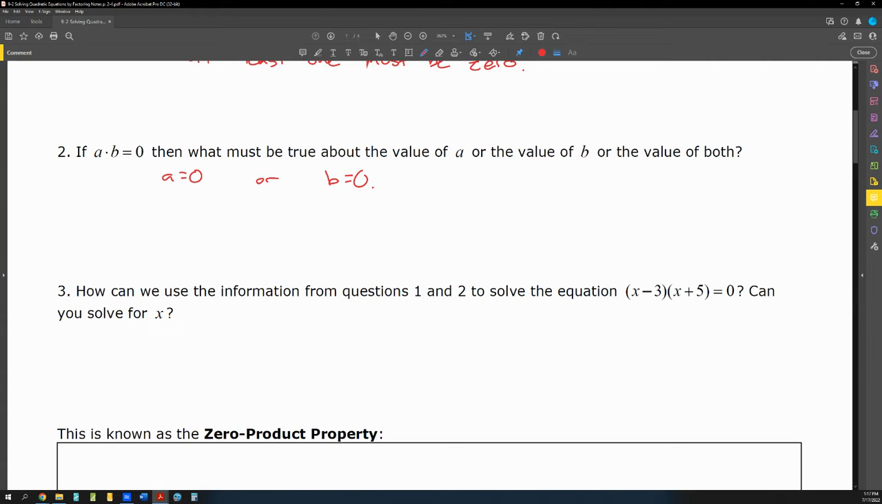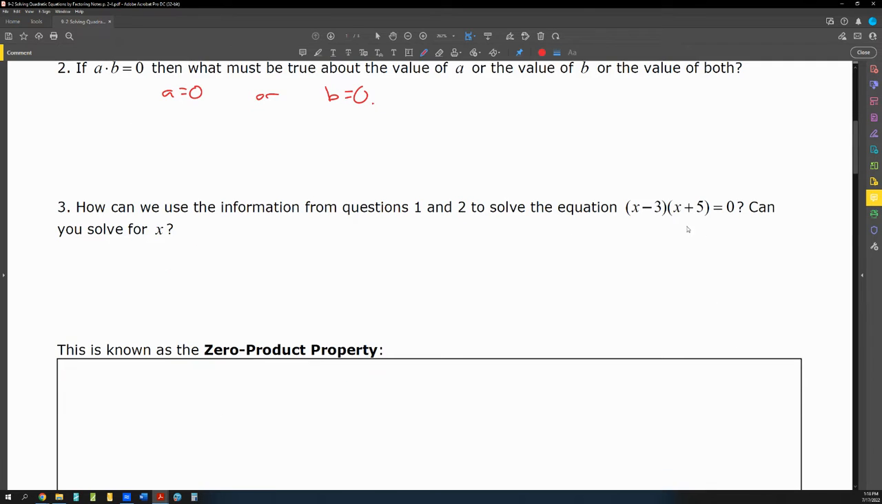Right? If A is equal to 0, well, then we have 0 times B is equal to 0, and 0 times B is just 0, so that's true. If B is equal to 0, then we have A times 0 equals 0, and A times 0 is equal to 0. Okay?